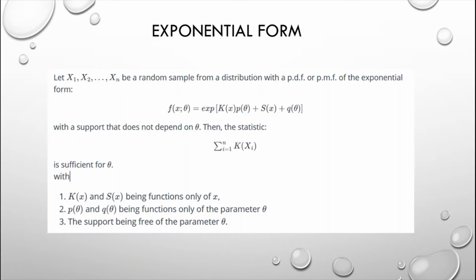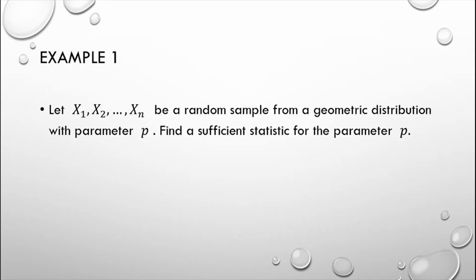Okay, so let's get into an example so that we can understand how we deal with the exponential form. Our example says: let x1 through xn be a random sample from a geometric distribution with parameter p. Find a sufficient statistic for the parameter p.